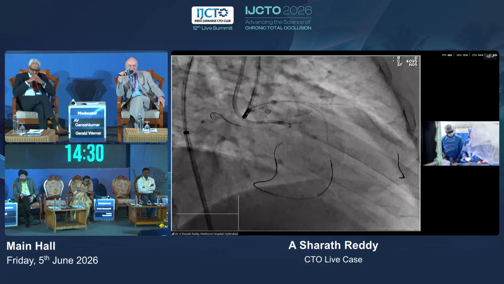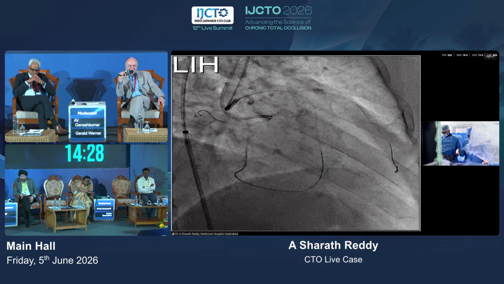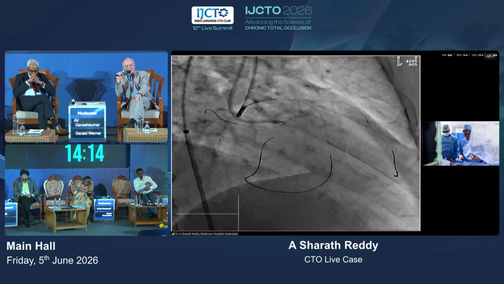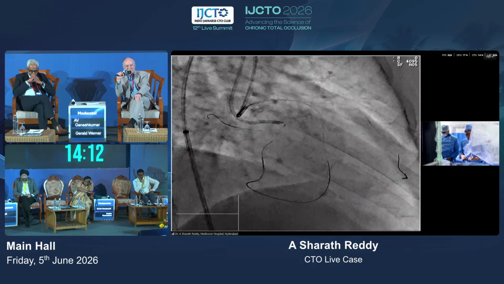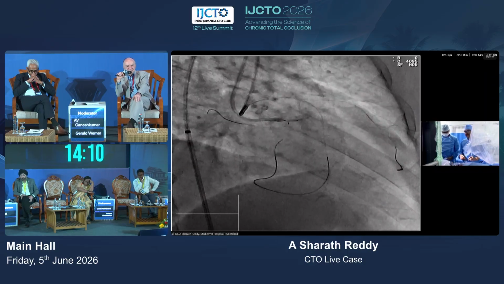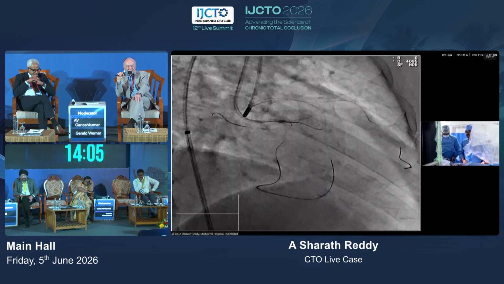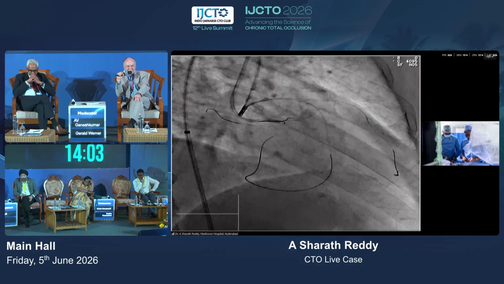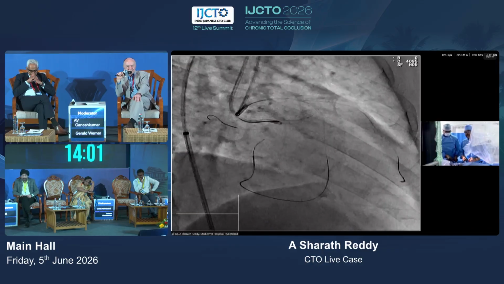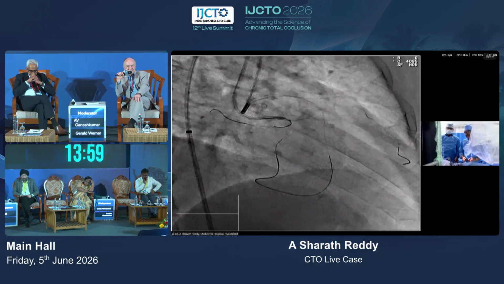Anyway, while doing knuckle, I'll come to my LAO view. Please give me the Renato wire. No, I mean an RAO AP, RAO cranial for this ostial, less foreshortening. So what I'm trying to do, I'm just trying to take the microcatheter parallel to, yes.